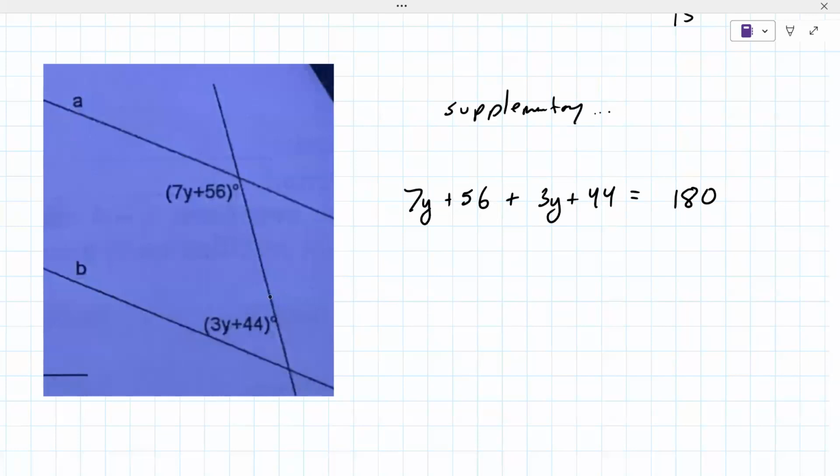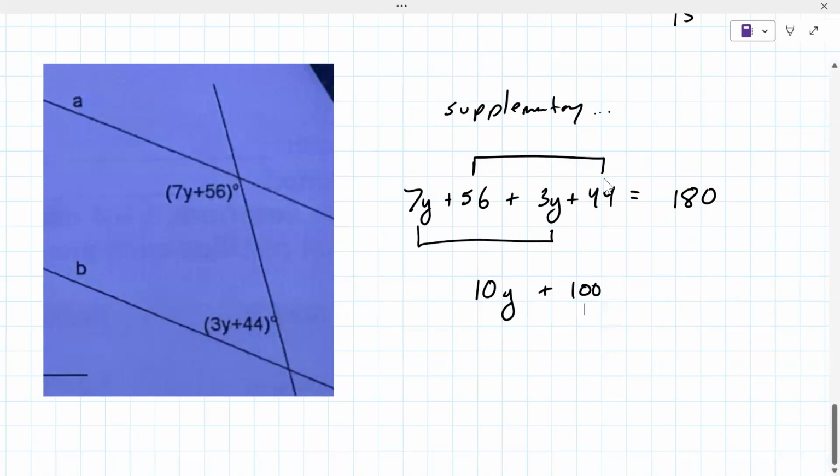First you combine, or you wouldn't combine because there are no like terms, right? Or the 7y and 3y look like terms to me. Yeah, those are like terms. Not the 56 and 44 though, right? They're like terms as well. How do you know they're like terms? They're numbers on the same side of the equation. Oh, okay. So you add those together then.